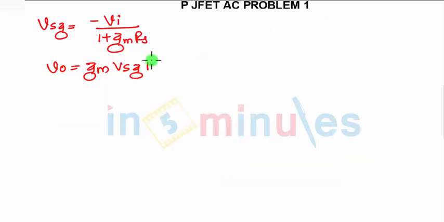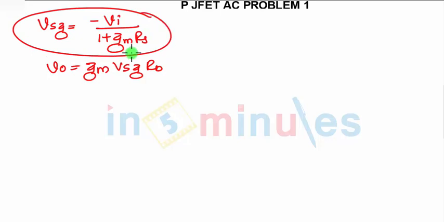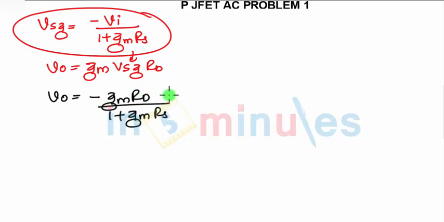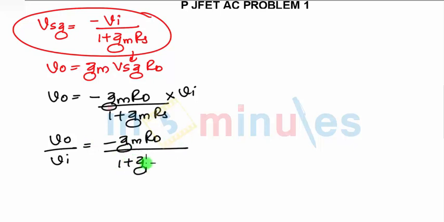Substituting this VSG over here, you will get VO equals minus GM into RD upon 1 plus GM into RS, multiplied by VI. So when it goes to the other side, you will get VO by VI equals minus GM into RD upon 1 plus GM into RS.